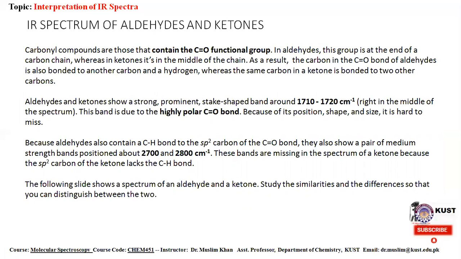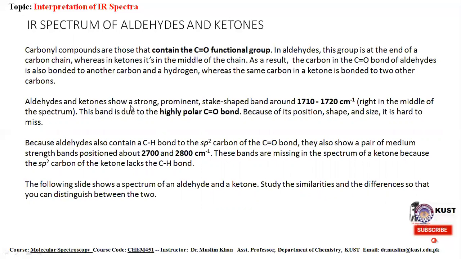Carbonyl compounds are those that contain the carbon-oxygen functional group, the carbonyl functional group. In aldehyde, this group is at the end of the carbon chain, while in ketone it may be present in the middle of the chain. As a result, the carbon of the carbon-oxygen bond of aldehyde is also bonded to another carbon atom and a hydrogen, whereas the same carbon in ketone is bonded to two other carbon atoms.